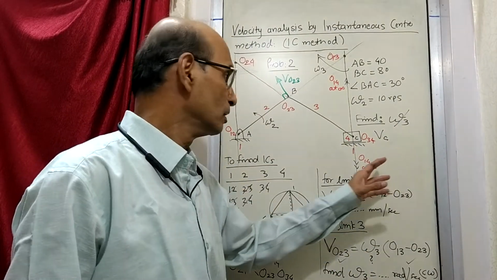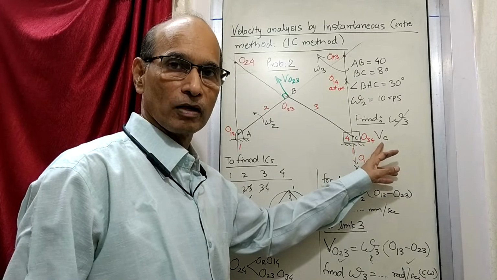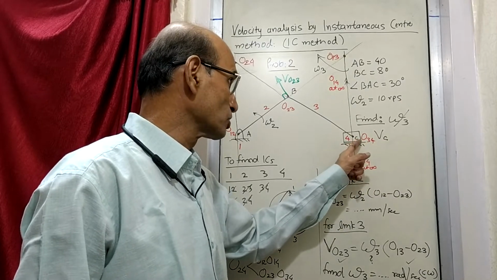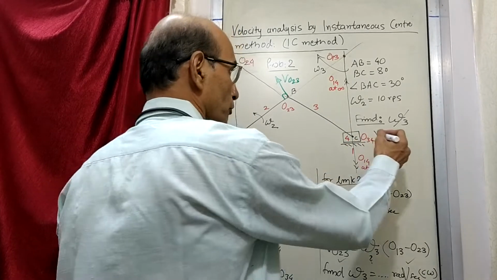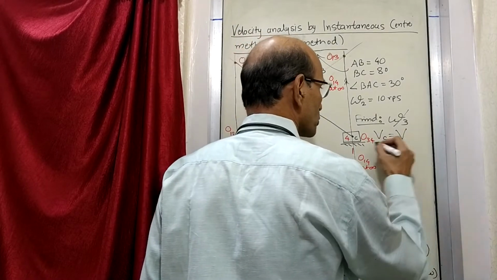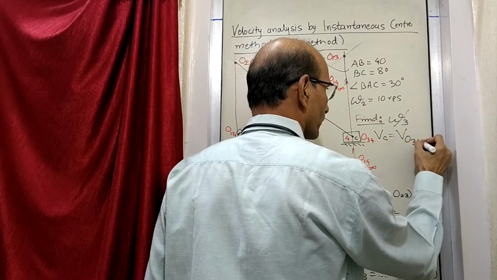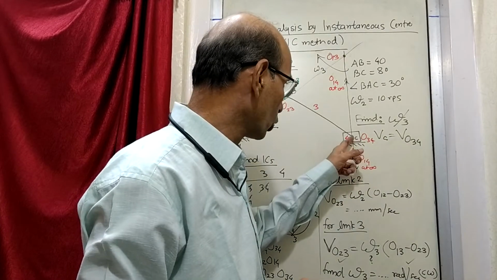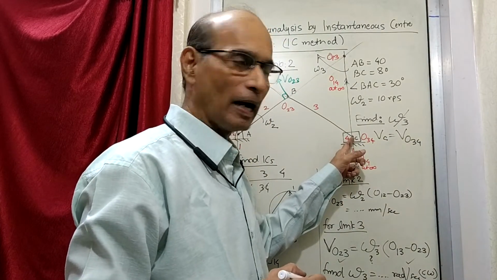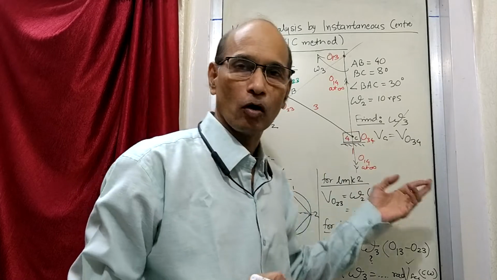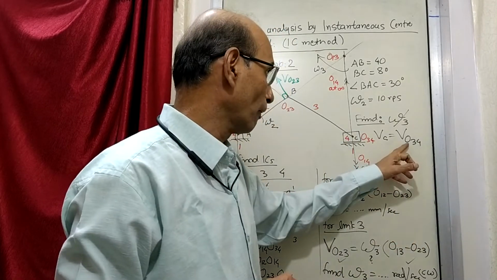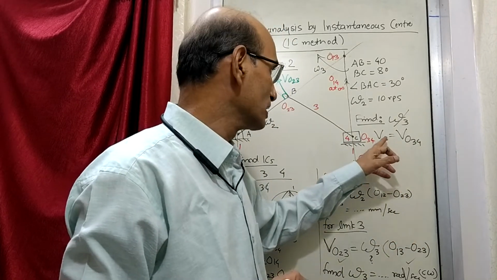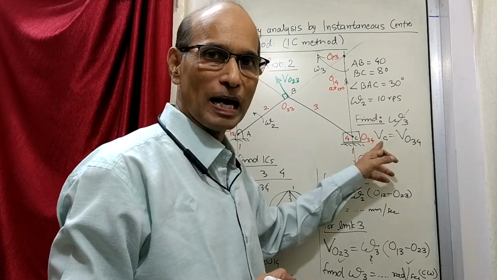Now what next? We want to find out the velocity of the slider. Slider velocity is the same as, see, if you want to find out VC, you want to find out the velocity of O34. Velocity of O34 is the same as velocity of C, because this O34 is this point, and this slider or this point we have already called C. So if you could find out the velocity of this point, that is the velocity of C. Now how do we do that?